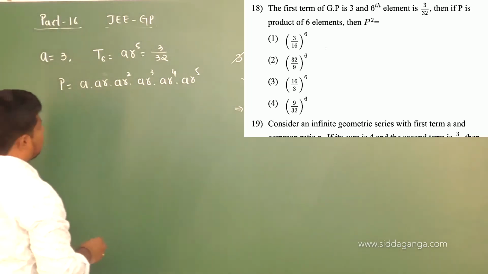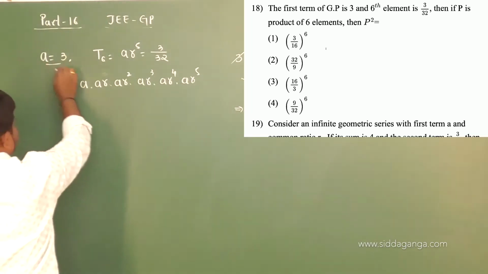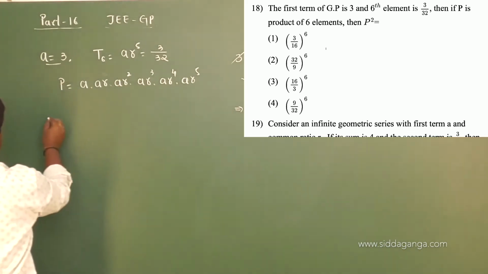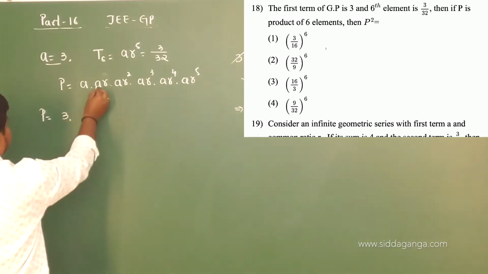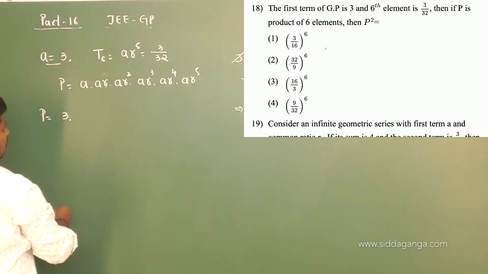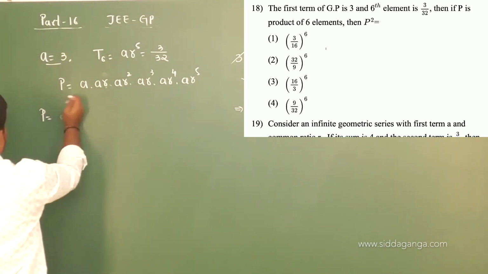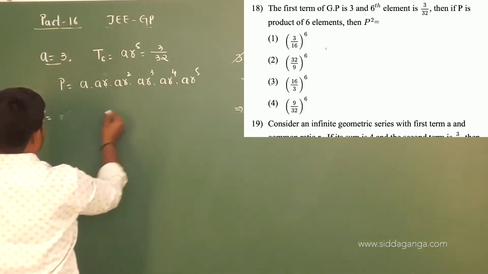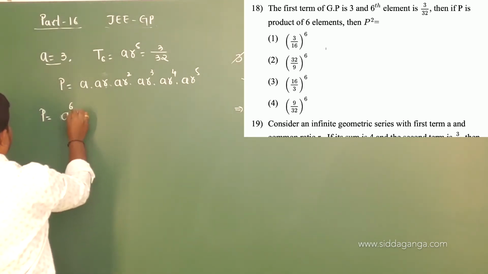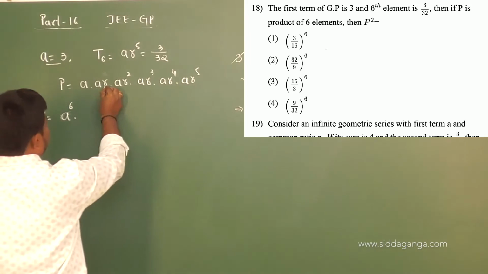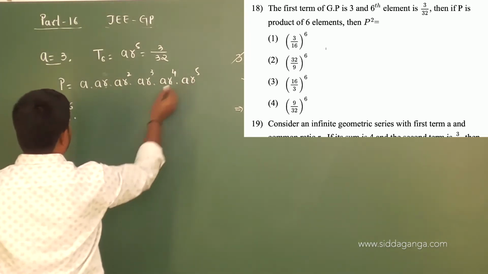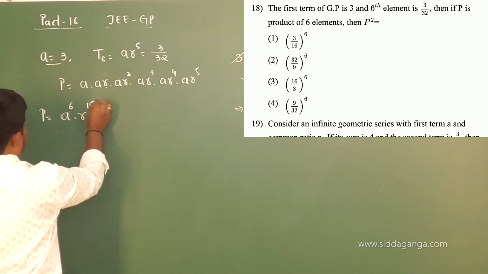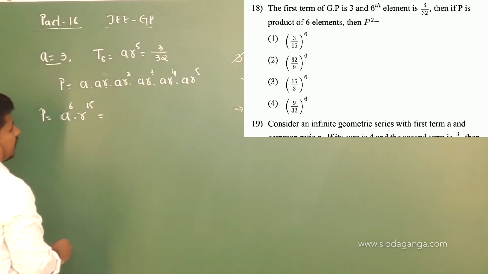Okay. So now let me substitute the value of A, that is 3, and R is 1 by 2. So your P becomes what? P is equal to A is what? 3 into, or before writing this, A is multiplied 6 times, I can write A power of 6 into R is multiplied. So here R into R square, R cube, R power of 6, R power of 10, R power of 15, R power of 15. This is equal to what?